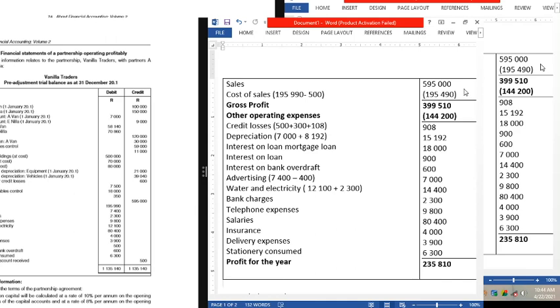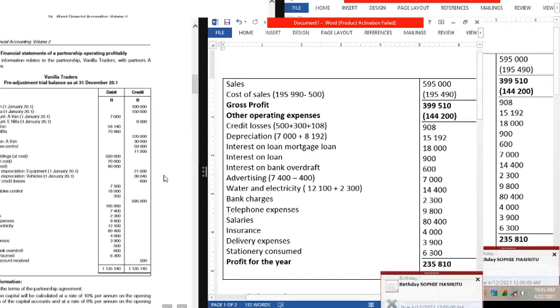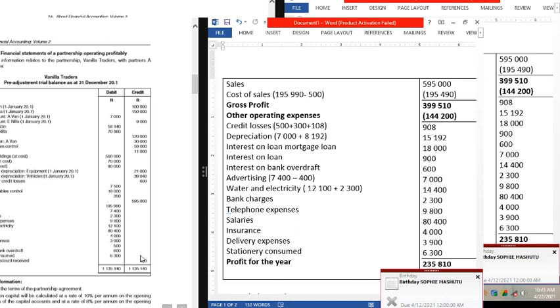It's on page 74. If you're not using the 7th edition, just look for a trial balance that belongs to Vanilla Traders and is ending on 31 December 20.1. Just look for it, and then if you find it, then we are all together.